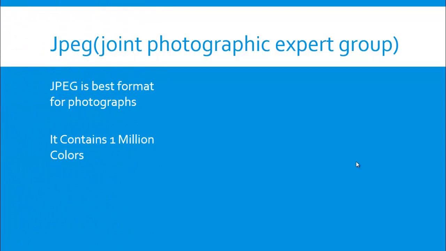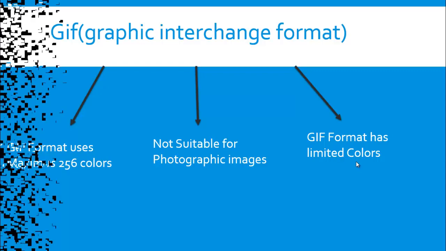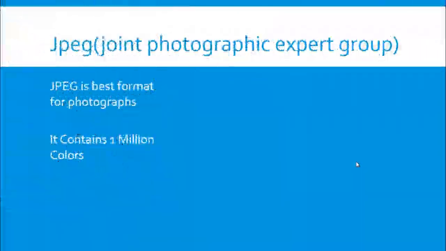In JPEG, Joint Photographic Experts Group, JPEG is the best format for photographs, but GIF is not best for photographs. JPEG contains 1 million colors, and GIF contains only 256 colors. These are the differences between these image formats.